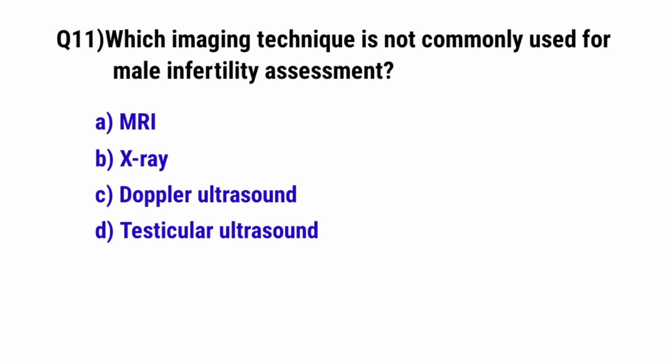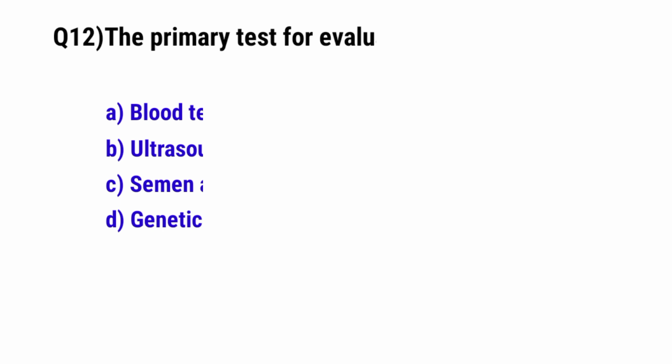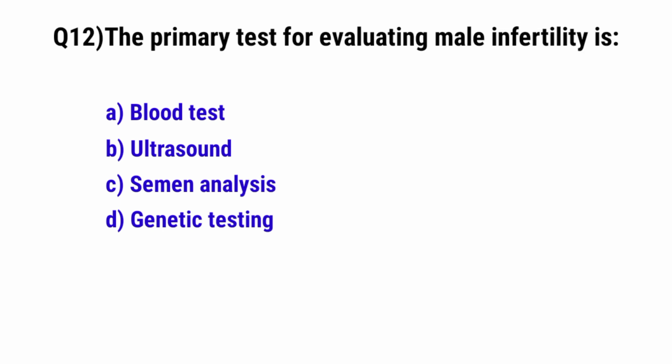Question number 11. Which imaging technique is not commonly used for male infertility assessment? The correct option is B. X-ray. Question number 12. The primary test for evaluating male infertility is. The correct option is C. Semen analysis.